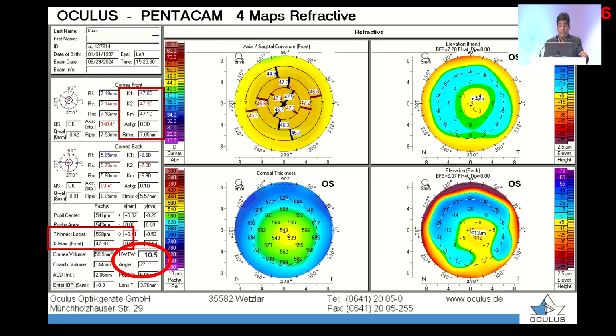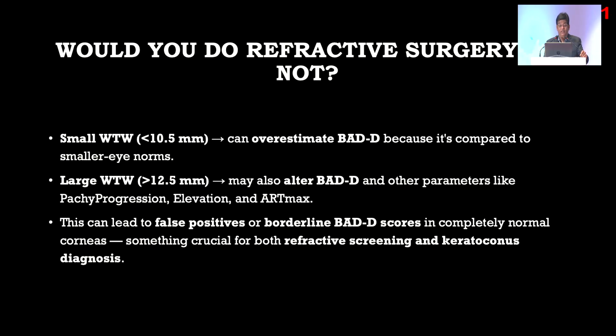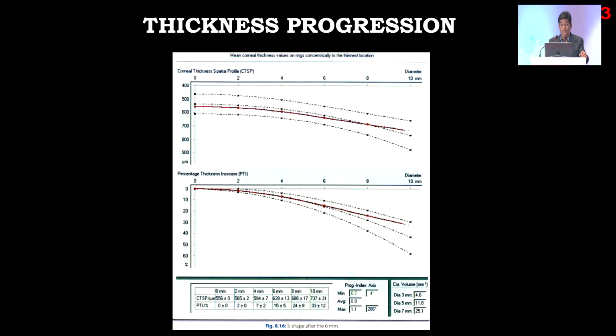So what I wanted to bring out was that the white to white of this patient is 10.5. We should not just read this map with our eyes closed and say this is red and not do it. A small white to white, or even a large white to white more than 12.5, can alter not only the BAD-D maps, it can alter the pachymetric maps and the ART max values, and this can lead to false positives or borderline scores which are confusing and are sometimes crucial for both refractive and keratoconus diagnosis.